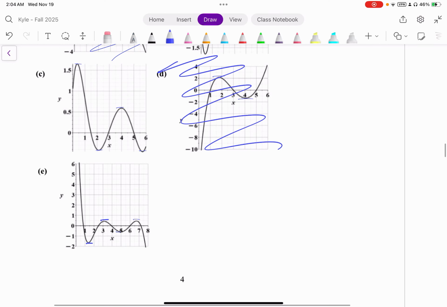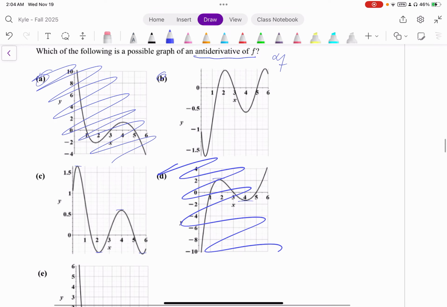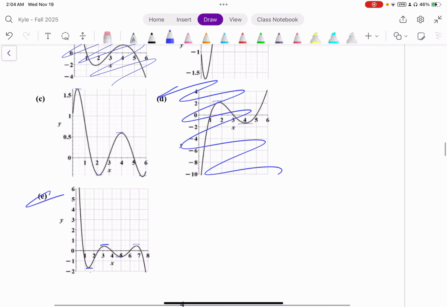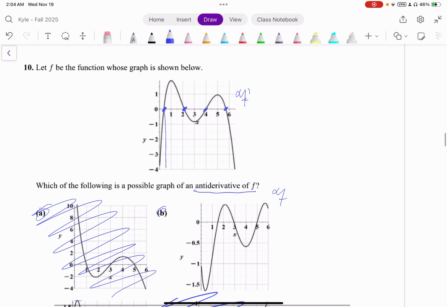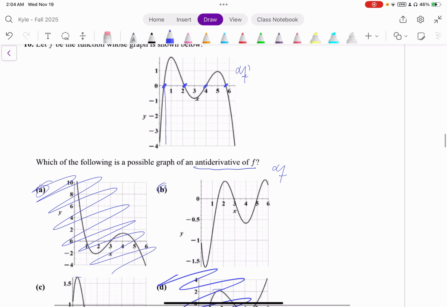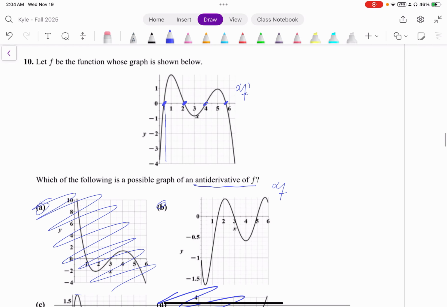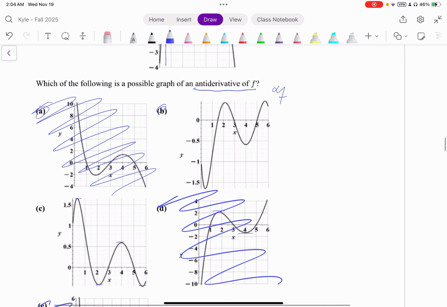So our first horizontal tangent should happen at about 0.5. So B is a possible candidate, C is a possible candidate, but E is not because 1.5 does not work. Now, the second one happens at about 2, that one lines up. The third one happens at about 4, and then the last one happens at a bit more than 5. So both B and C are possibilities here.